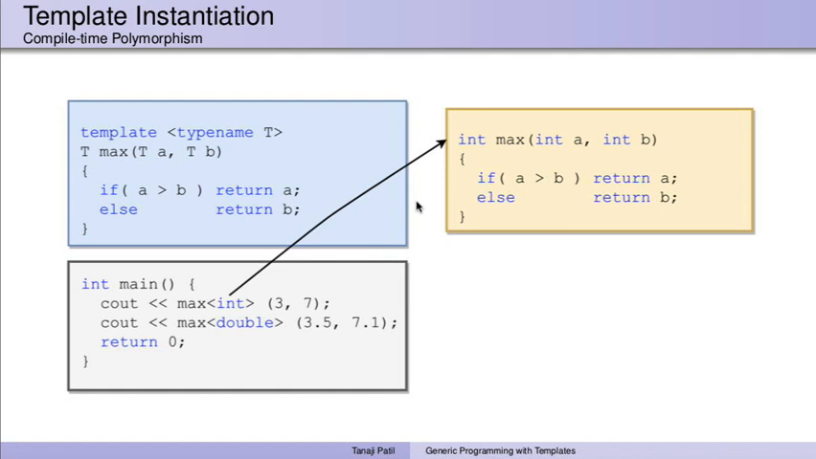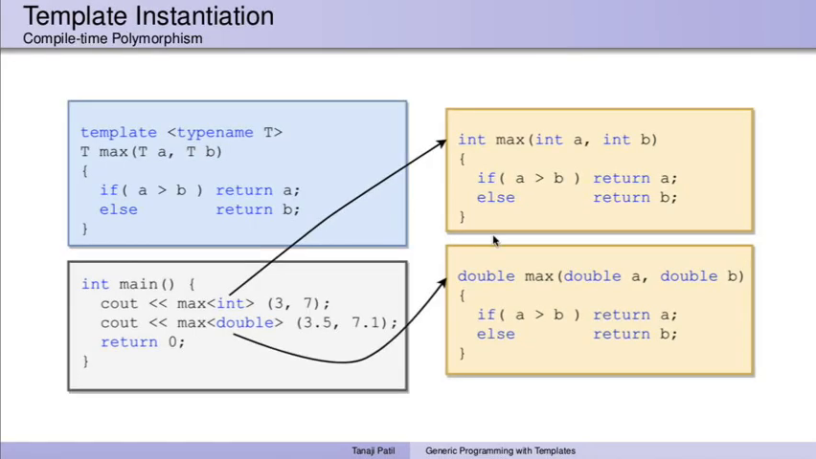The same thing is done for double when the compiler comes across max of double. So it will create or instantiate the template function for double. Likewise, we can write a generic function which could be used for multiple data types.